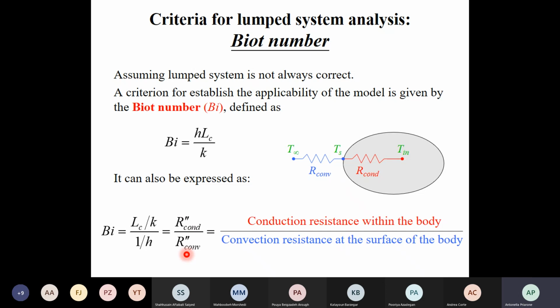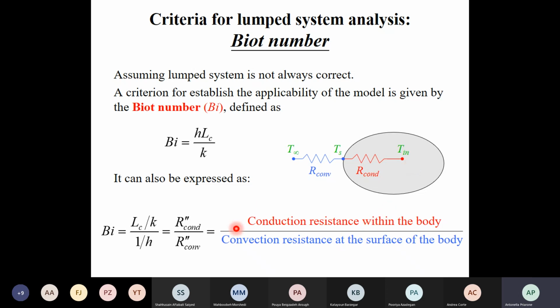Why am I interested in the comparison of the two thermal resistances? Because if the conductive thermal resistance, so the red one, this one inside the body, is low, that means that the temperature inside is nearly equal to the temperature on the surface. That means that the body can be considered as isothermal. The difference between the different points of the body is not so high, and the temperature can be considered as isothermal, and the body can be considered as a lumped system.